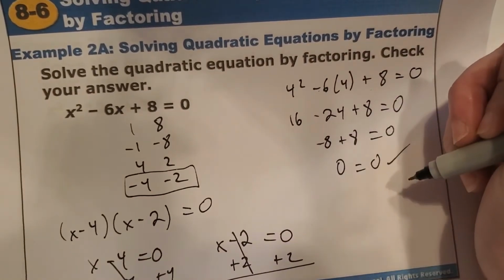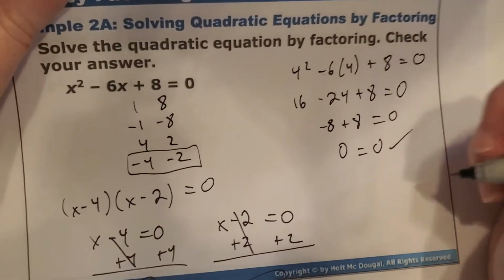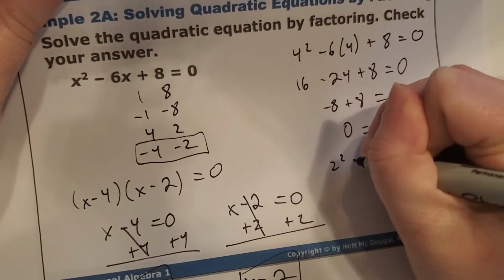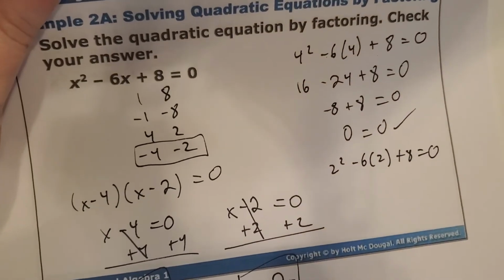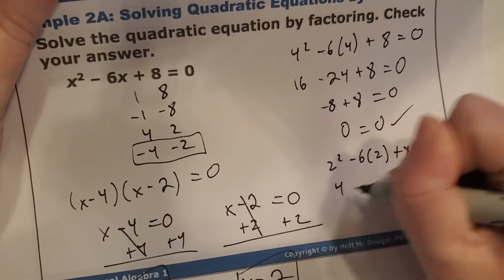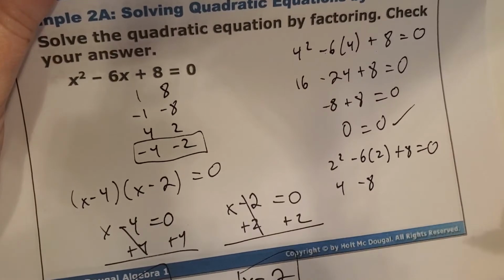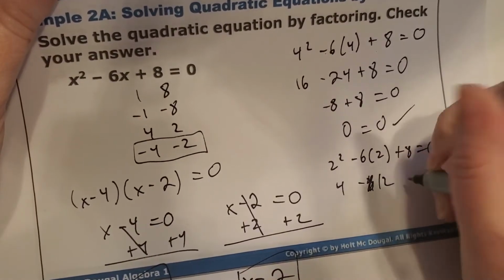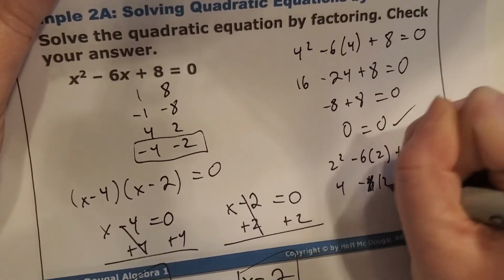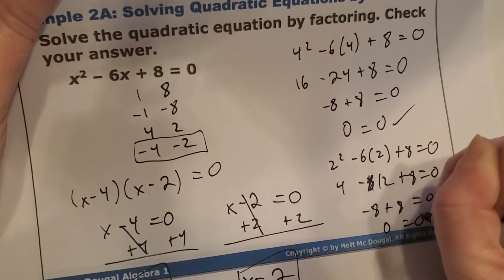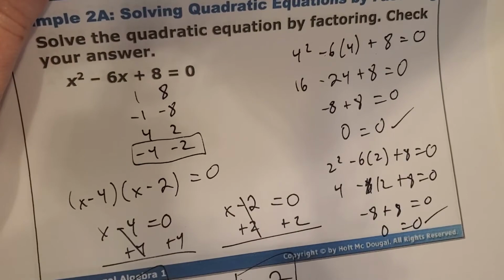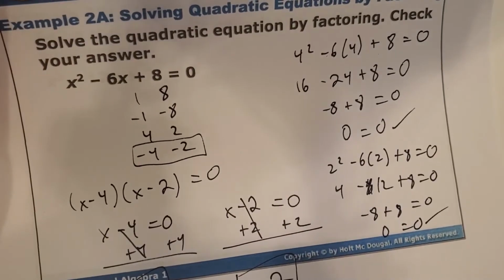So 4 is good. And then for 2, 2 squared minus 6 times 2 plus 8 should also be equal to 0. This is 4 minus 12, sorry, plus 8. 4 minus 12 is negative 8 plus 8, and that also is 0. So we're good on both accounts.